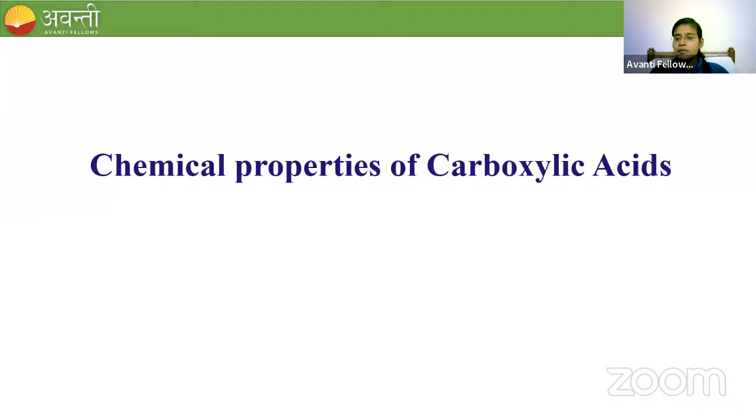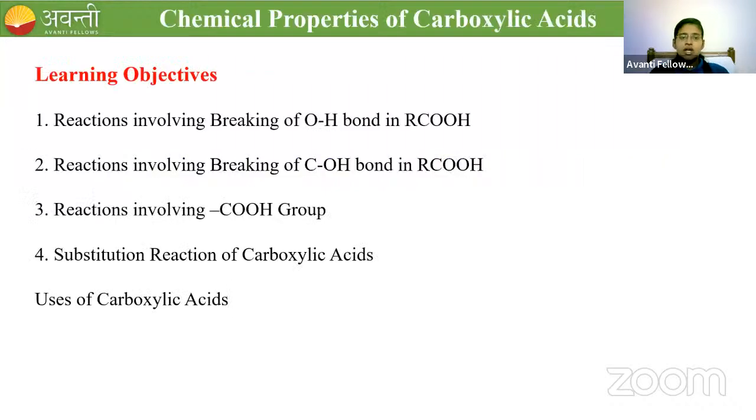So under the chemical property, we are going to learn some reactions. All the reactions are very important and easy. So for your convenience, I have divided the reactions of carboxylic acid into 4 categories like this, so that it will be easy for you to understand.